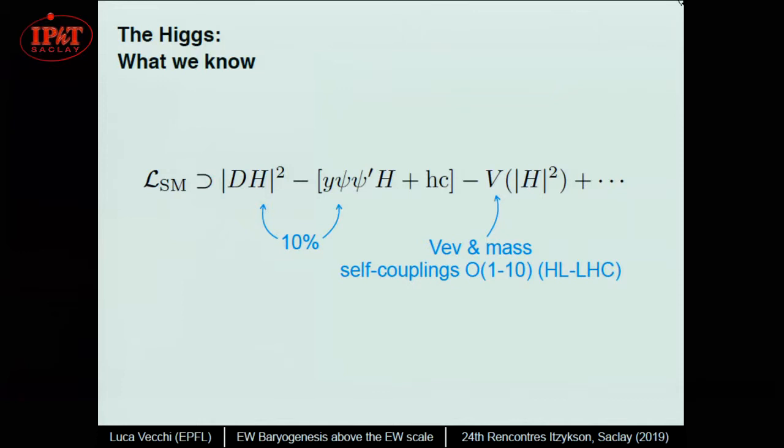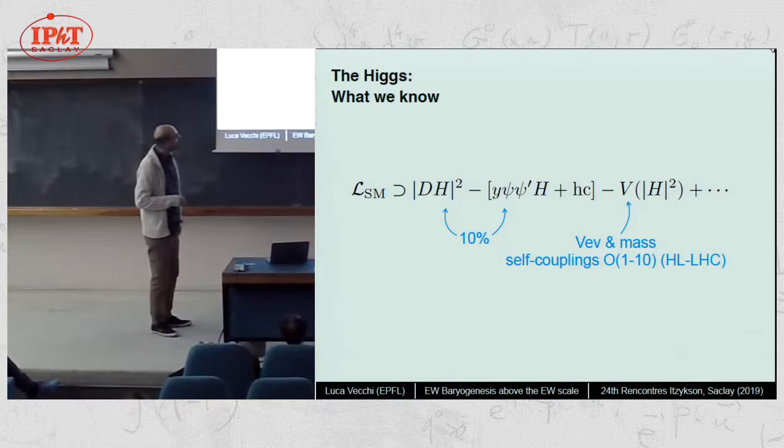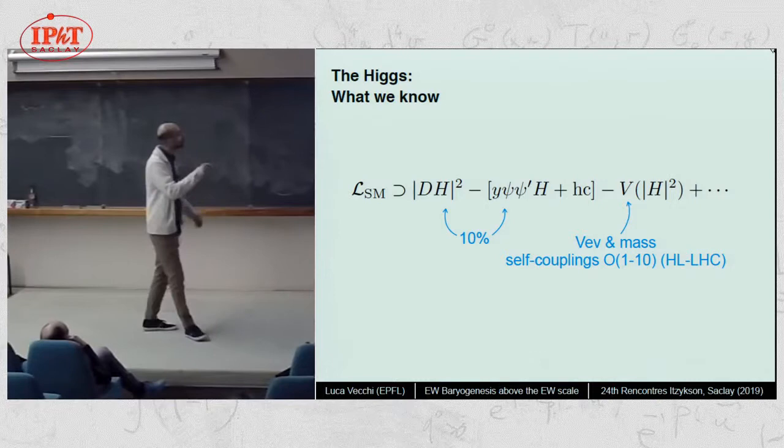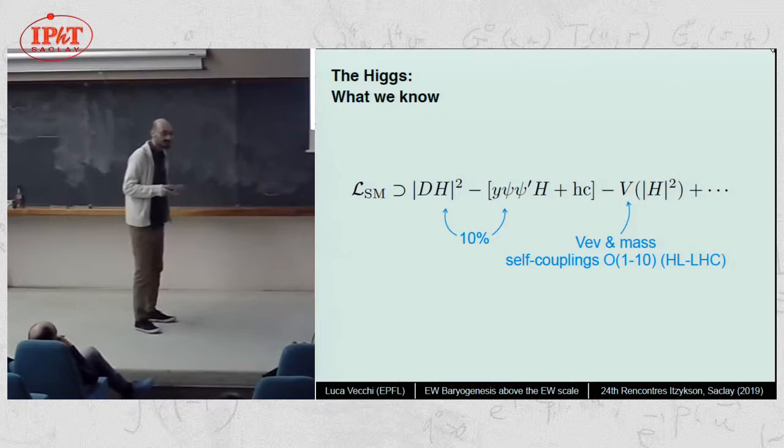This is what we know about the Higgs boson, very simply. The Higgs boson, let me call it H here, is a doublet. In a first approximation, this is perfectly consistent with data. What we know is that essentially its couplings to the gauge fields coming from the covariant derivative, and its couplings to at least the heaviest of the fermions, are essentially as predicted by the standard model, up to corrections of order 5 to 10%. Then we know, of course, something about the potential.